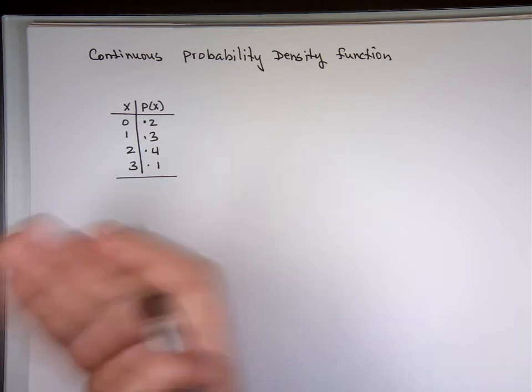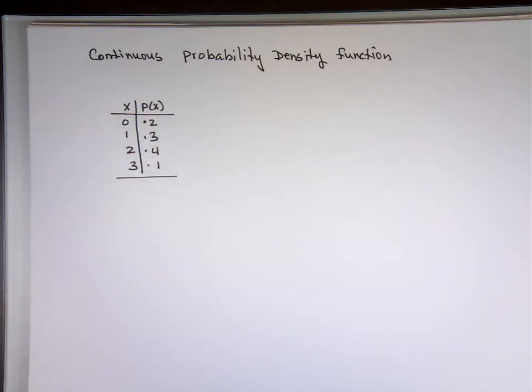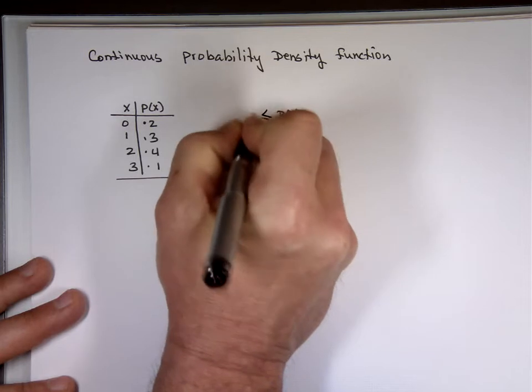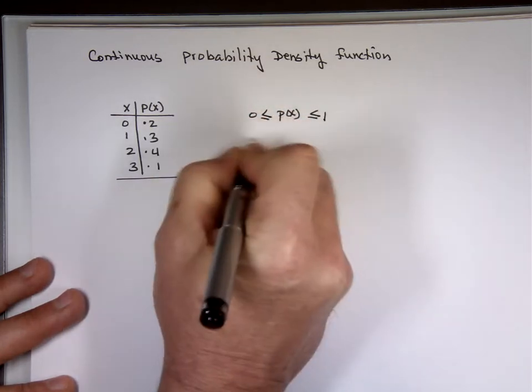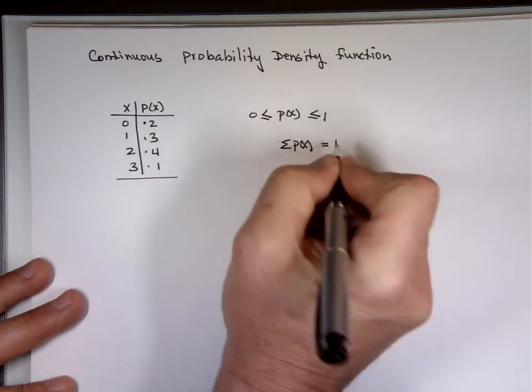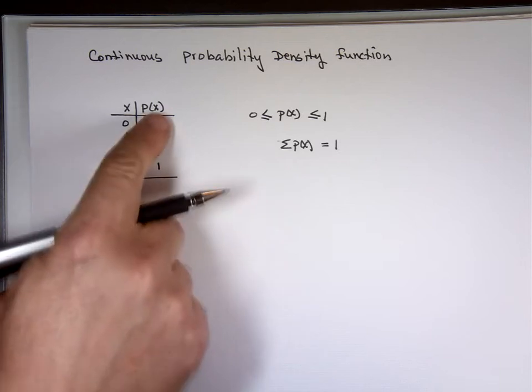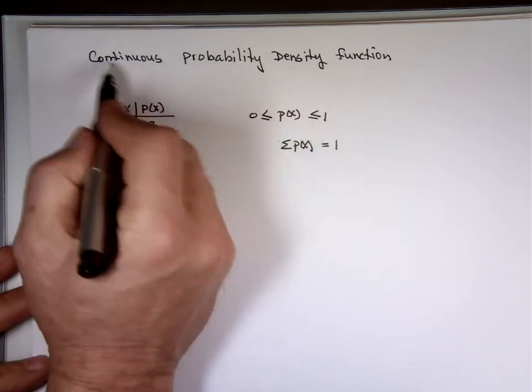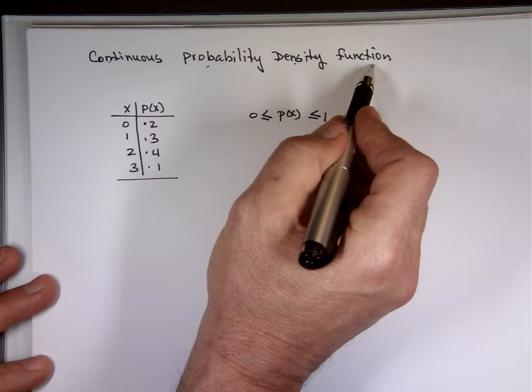And to validate whether it's a valid probability distribution table or not, what did we do? There were 2 conditions we had to satisfy. Does anyone know what the 2 conditions are? Each one of these has to be between 0 and 1, yes. And the sum of them has to be equal to 1. These are the conditions. If you add all these, the sum has to be 1. Well, now we're going to deal with continuous probability density functions.